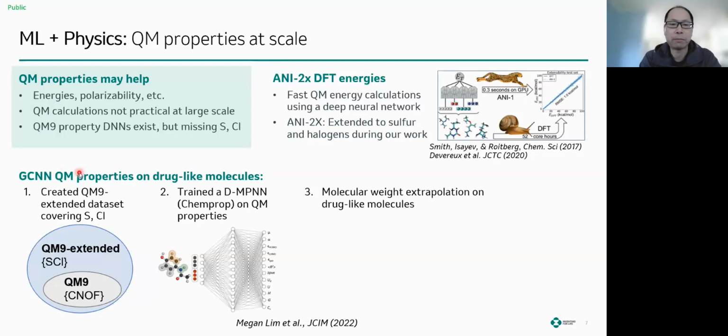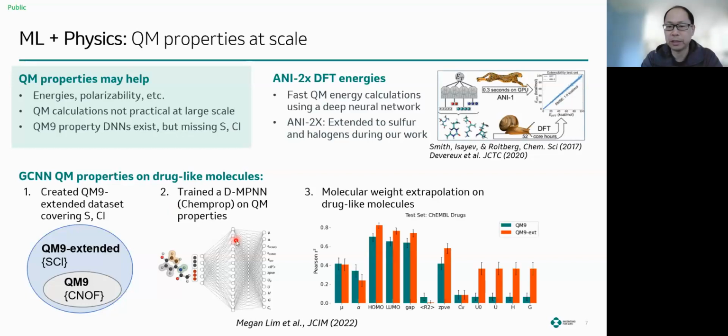to predict QM properties. A lot of the literature was around carbon, nitrogen, oxygen, fluorine type molecules. And in drug discovery, sulfurs and chlorines are pretty frequent. And so we set out to extend, for instance, this QM9 data set to include sulfurs and chlorines. And then in ANI, they were doing something in parallel to extend this in ANI text.